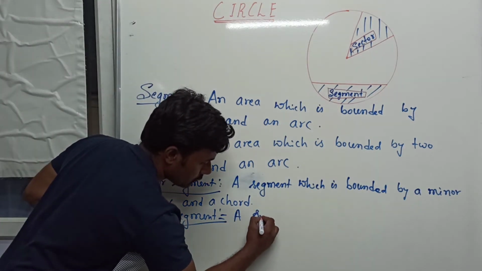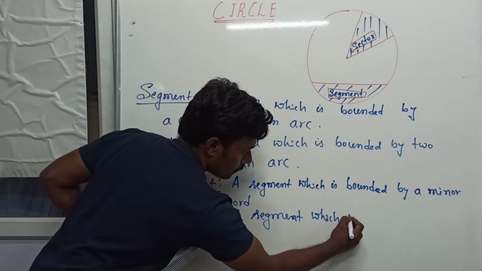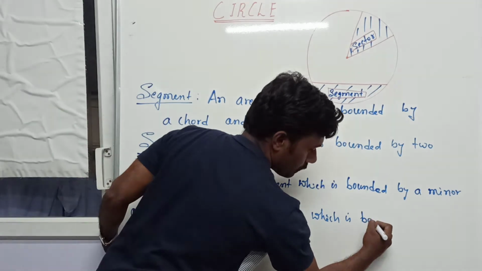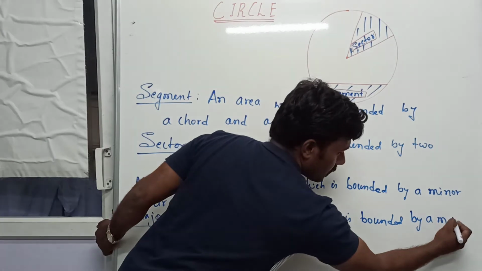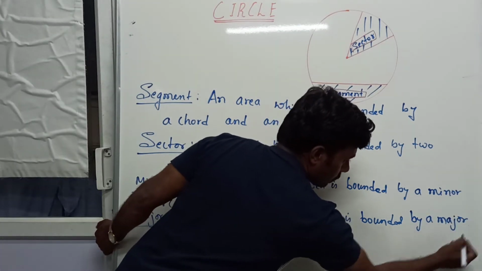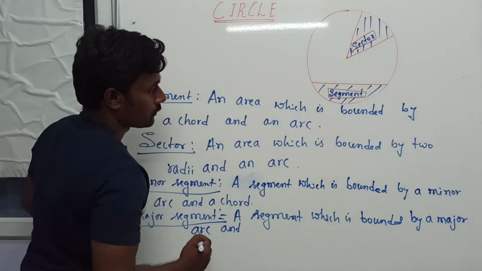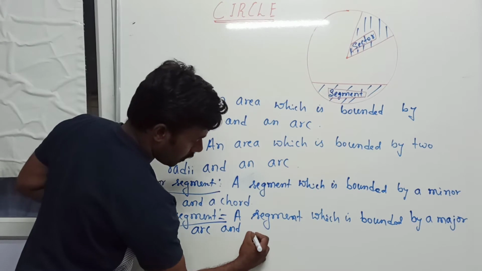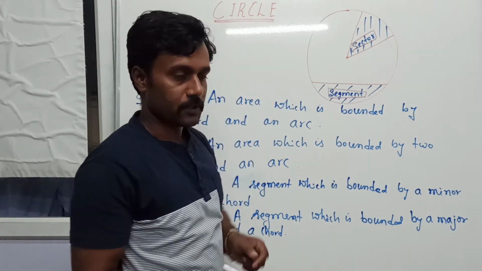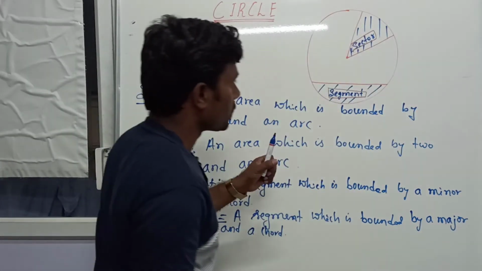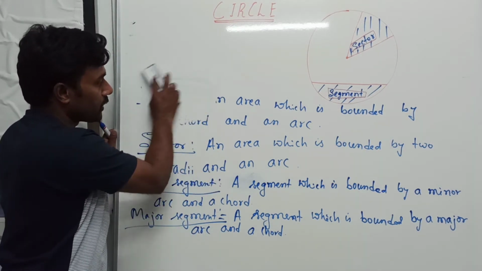Major segment: a segment which is bounded by a major arc and a chord is called a major segment. So this is how we can classify the segment. In the same way, we can divide the sector also into minor and major.